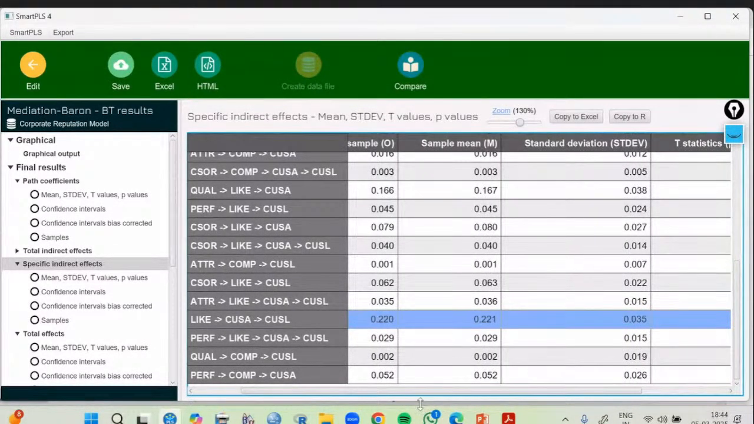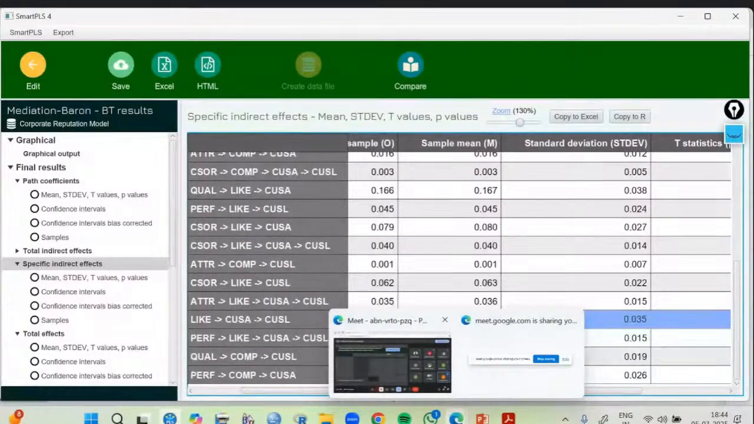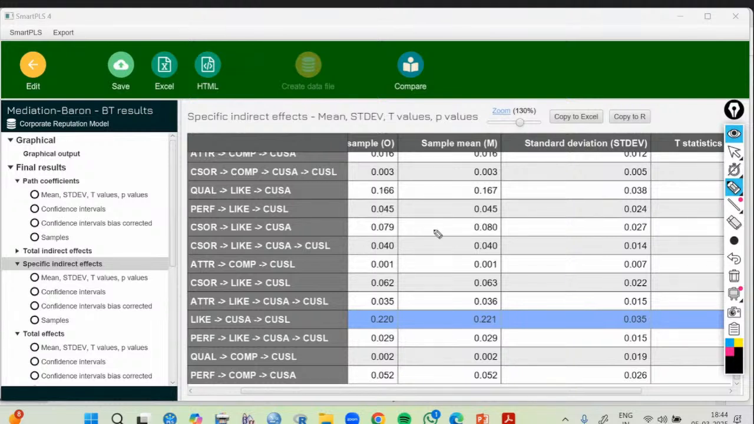Would someone please unmute and tell me whether this will be partial mediation or full mediation? Any participants? The total effect equals direct effect plus indirect effect, p less than 0.05 and p less than 0.05. So can anyone tell me, direct effect and indirect effect both significant, is it partial mediation or full mediation?